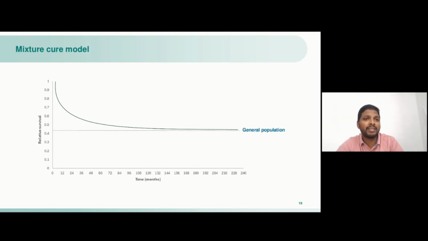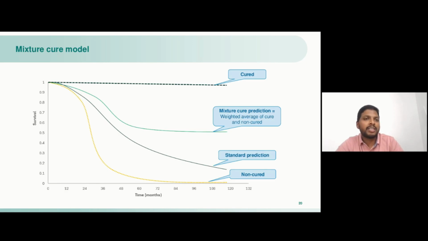So when we have two different subgroups, we can consider this mixture cure model. In this figure you can see a clear depiction. Here is the survival projection when using the standard methods, whereas fitting two different models for cured and non-cured fractions provides a different projection. And similar to the response-based landmark models, the overall survival of the population can be calculated by weighing the survival function of the cure fraction and non-cure fraction. So this is about the mixture cure model.